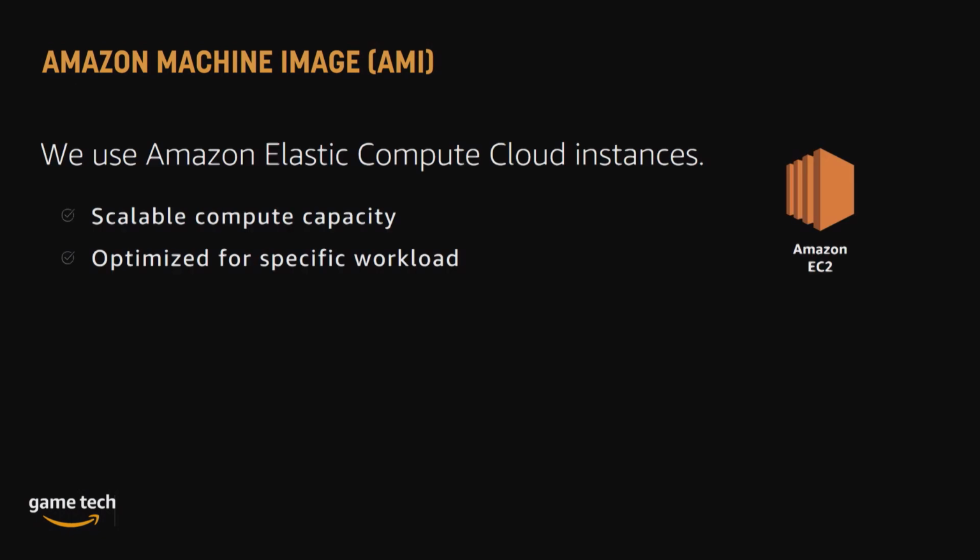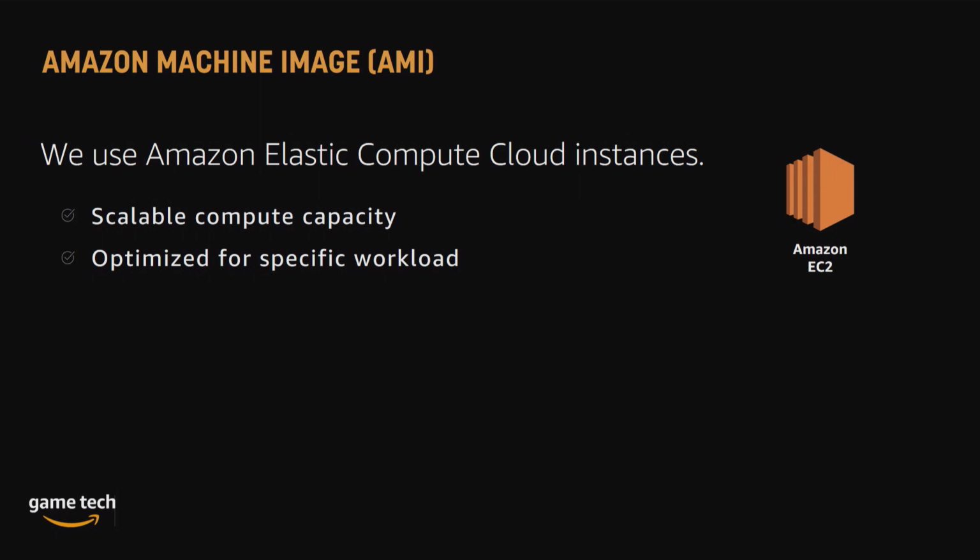The second part is the Amazon Machine Image. So this is our chariot. The first concept I need to introduce is Amazon Elastic Compute Cloud. This is Amazon EC2 for those of you who are familiar. This is the service that allows me to have this scalable compute capacity.